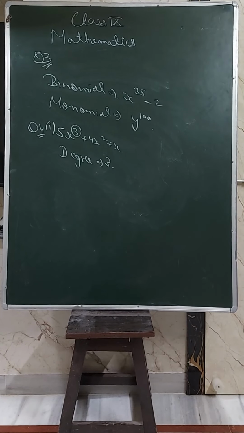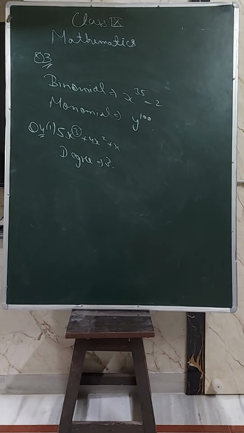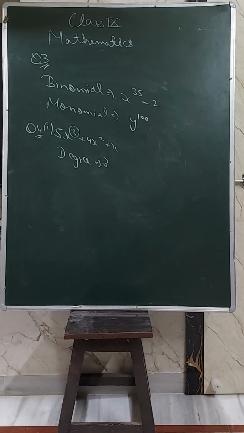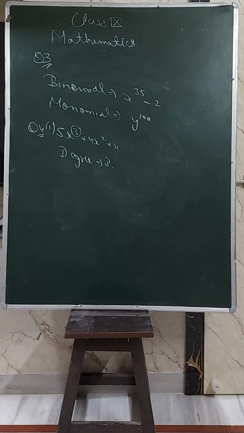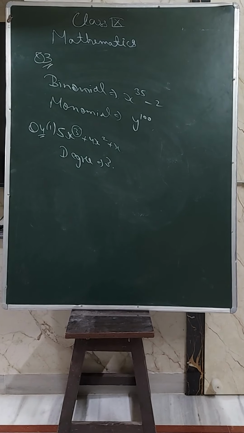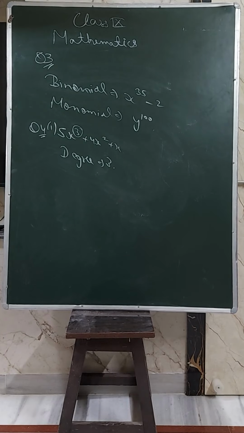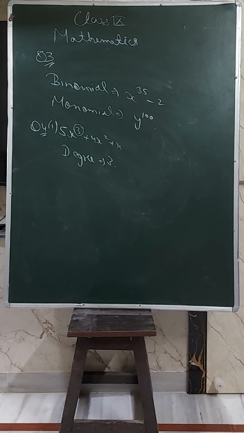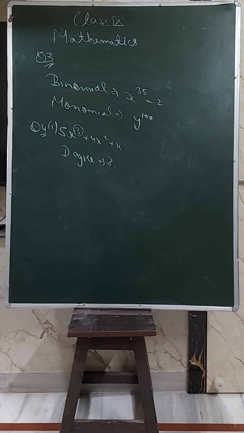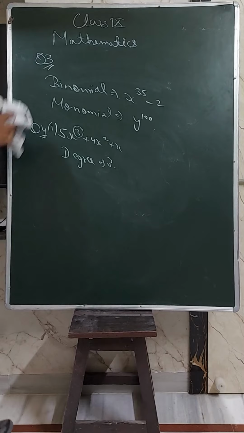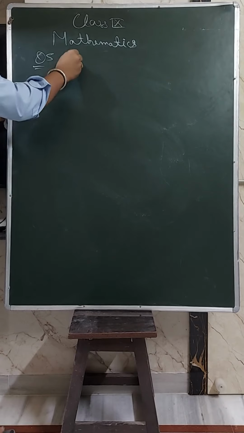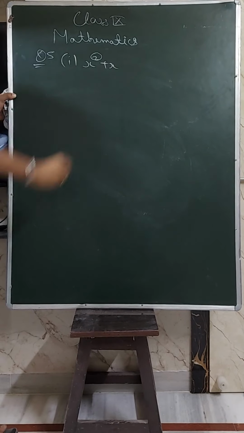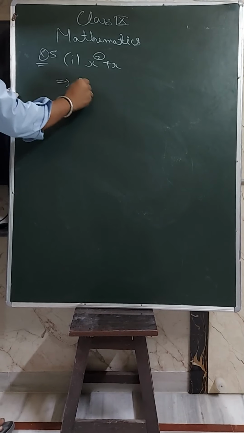Now fifth. Classify the following as linear, quadratic and cubic polynomials. Now here we have to tell linear, quadratic or cubic. One thing I will tell clearly. If the degree is 1, it is called linear. If the degree is 2, it will be called quadratic. And if the degree is 3, it will be called cubic. Now see the first part, x square plus x. So degree is 2. So this is a quadratic.